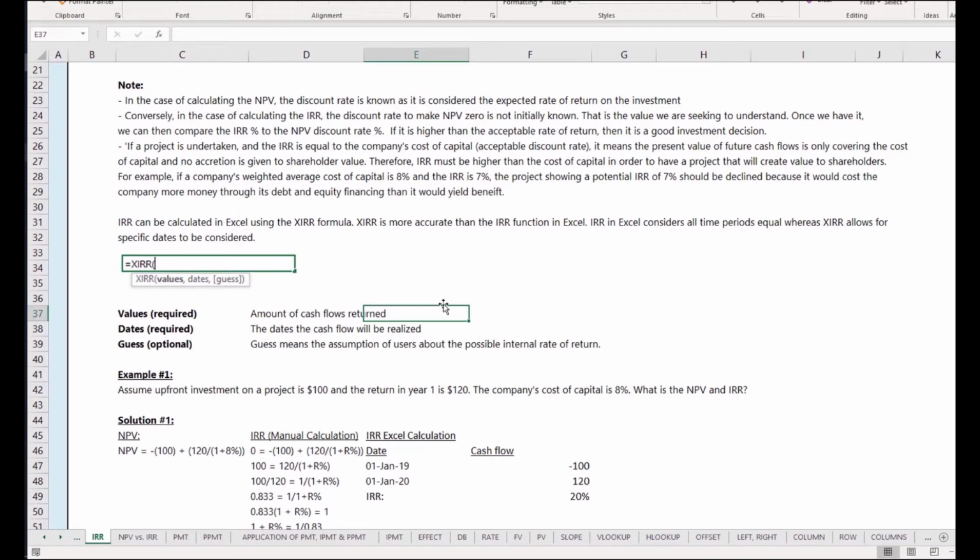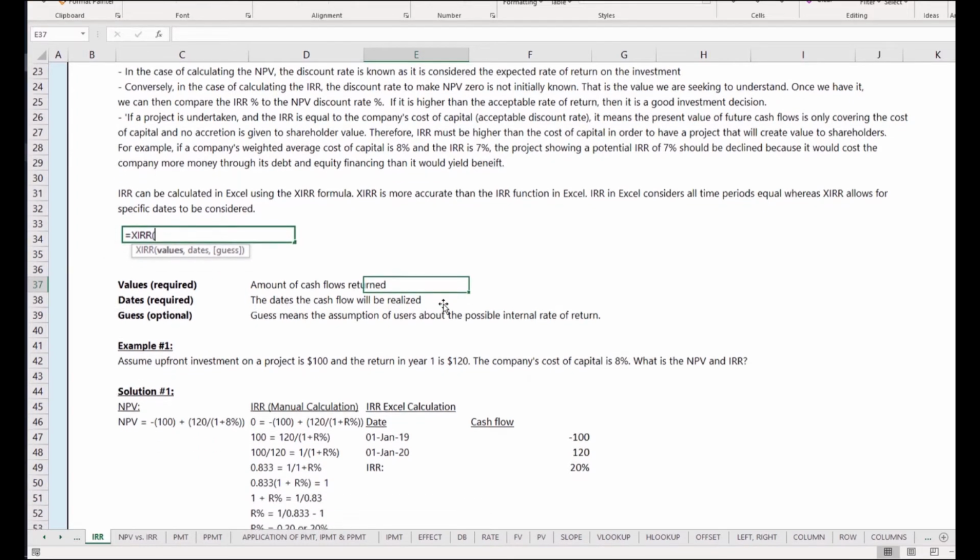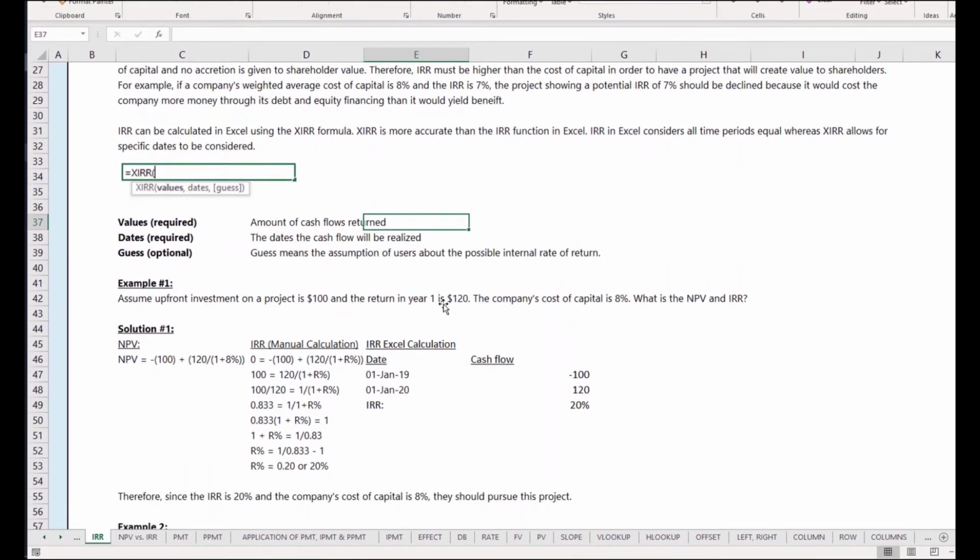The IRR formula can be calculated in Excel using the XIRR formula. XIRR is more accurate than the IRR function in Excel. IRR in Excel considers all time periods equal, whereas the XIRR allows for specific dates to be used. So let's take a look at the XIRR formula.